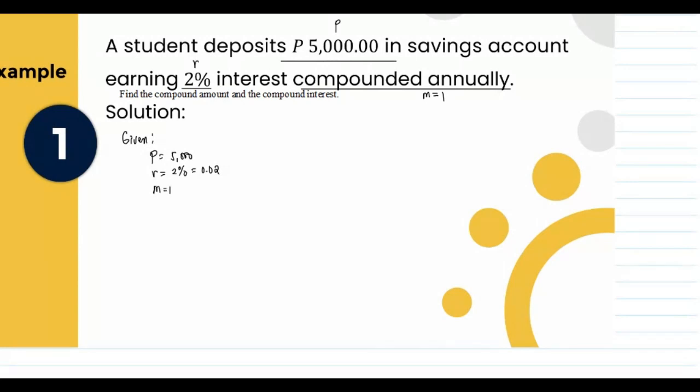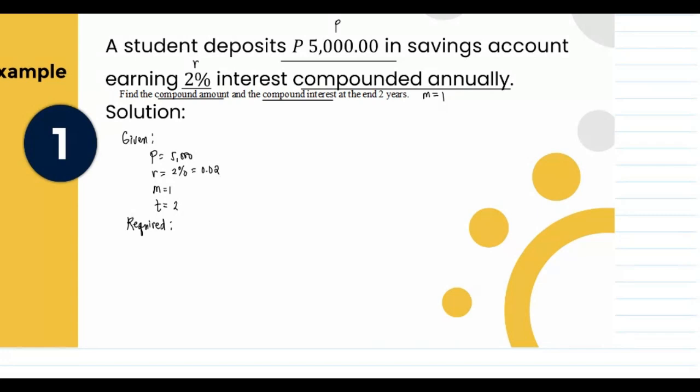And then you also have a missing value for the problem. Let's say at the end of 2 years. So that's going to be our time. So at the end of 2 years, t is equal to 2. Now, what is the required? The required is to find the compound amount and the compound interest.